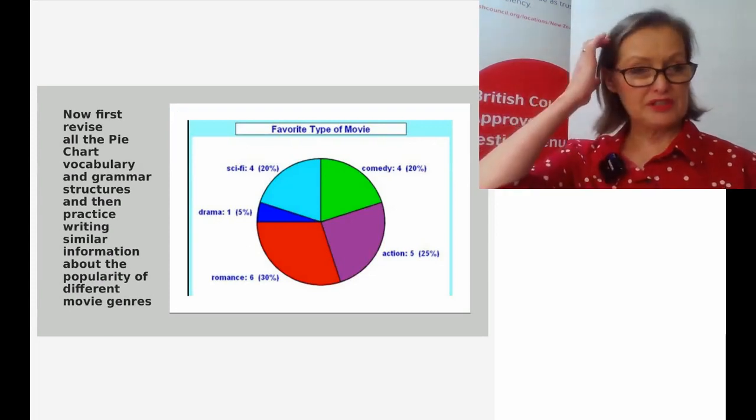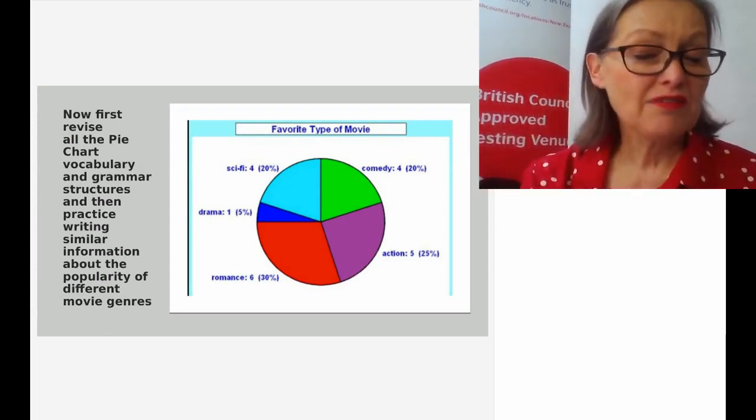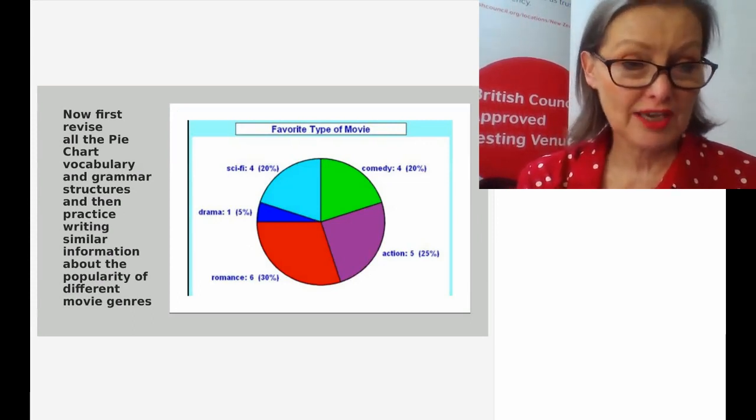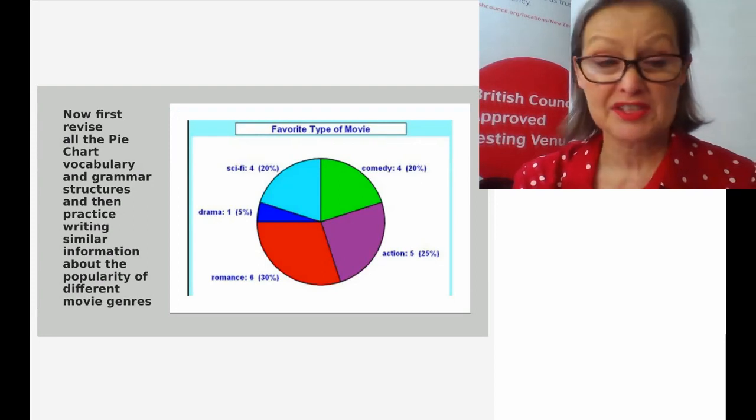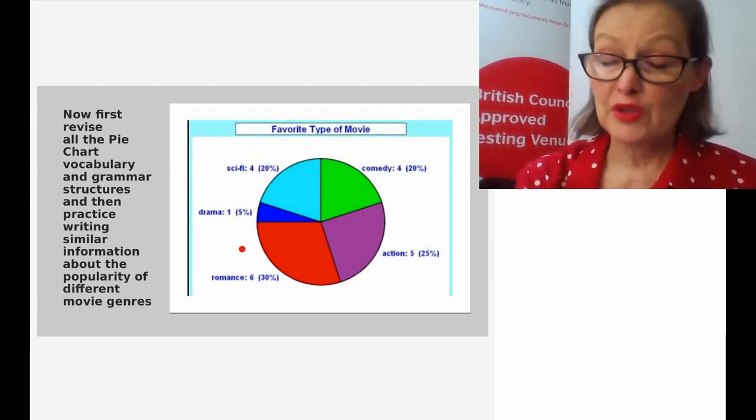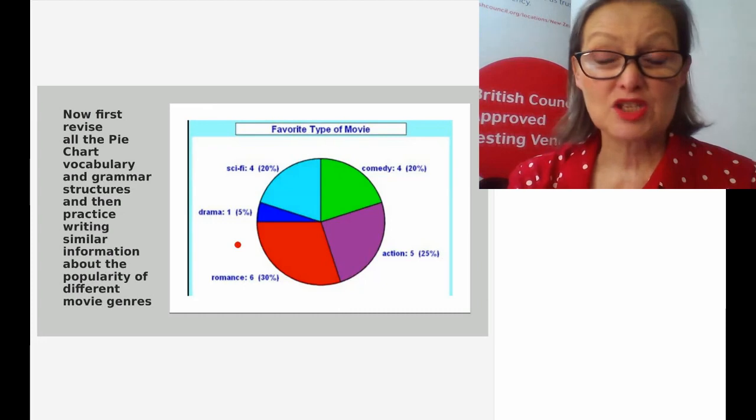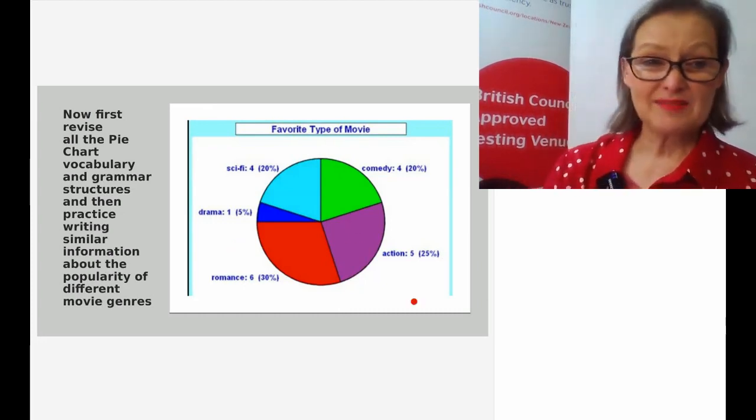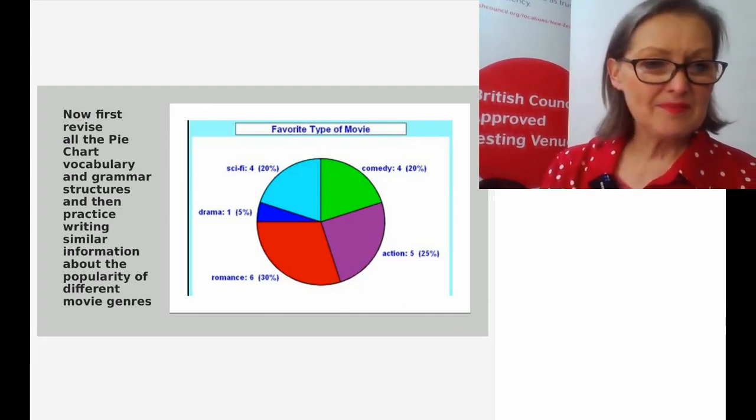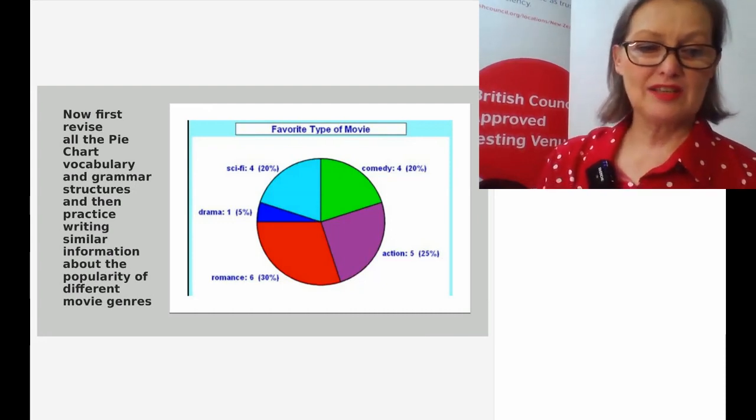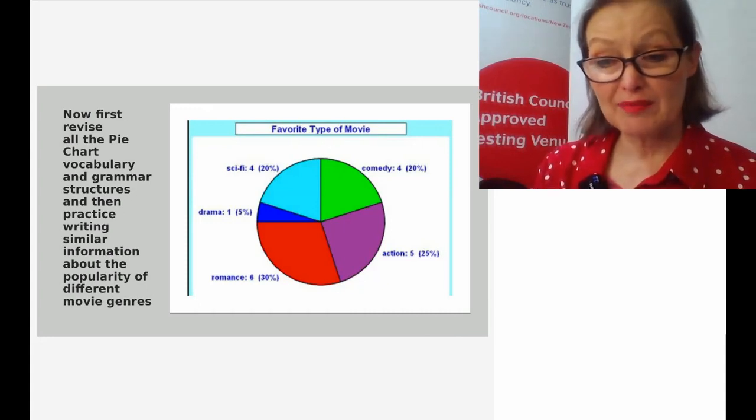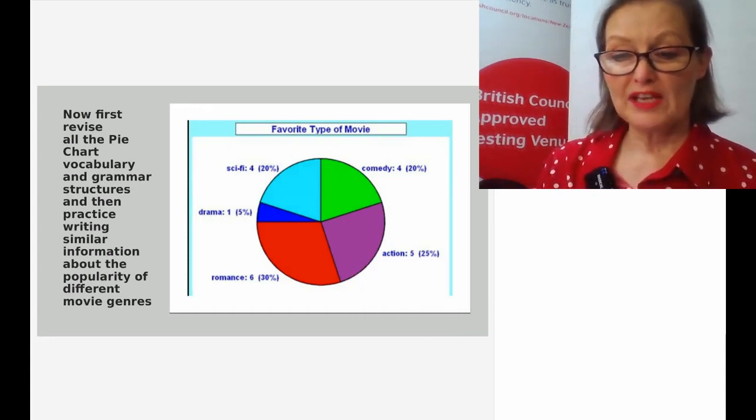So now what I want you to do at home after this lesson is I want you to first revise all the pie chart vocabulary and grammar structures that we've done this evening. Learn them, write them out. Make sure you can write them out accurately and fast. And then I want you to practice writing similar information, and I want you to write about the chart that we looked at earlier using the vocabulary that we explored earlier.